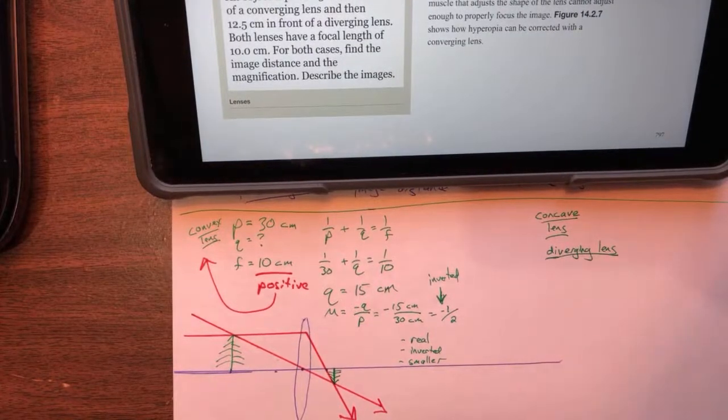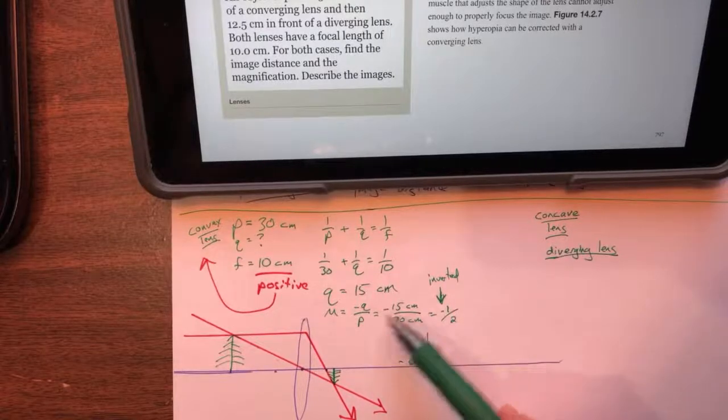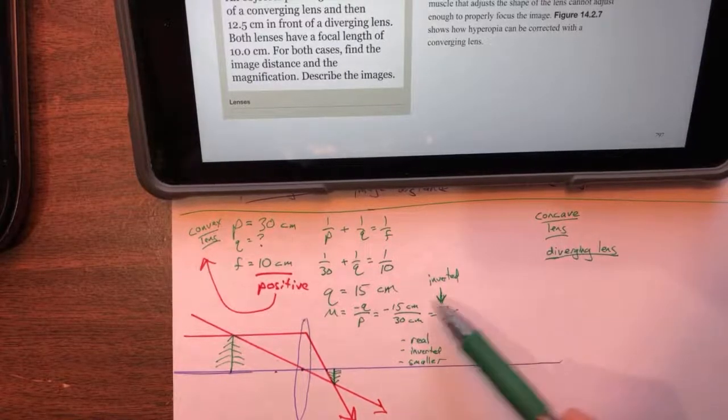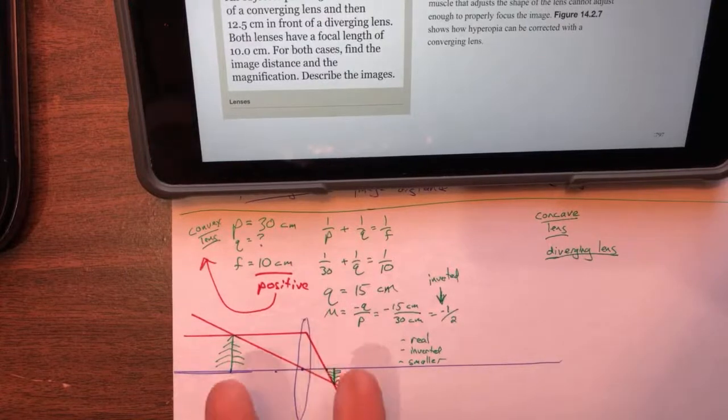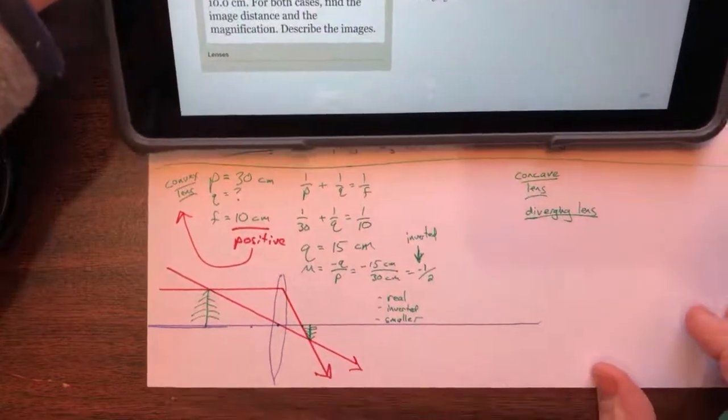All right, so question. So the real or virtual image is still dependent on the sign. Yes, exactly. So if Q is positive, it's still real. If the M is negative, it's still inverted. So those things have all exactly the same meanings. The only difference is it's flipped as to which side is positive and which side is negative. But otherwise, it's the same.